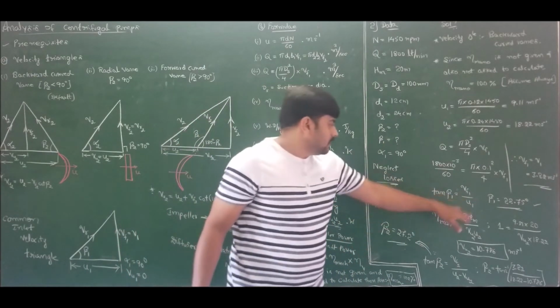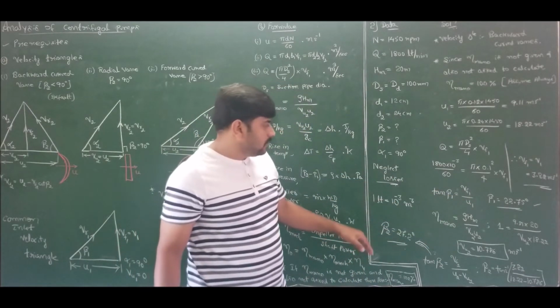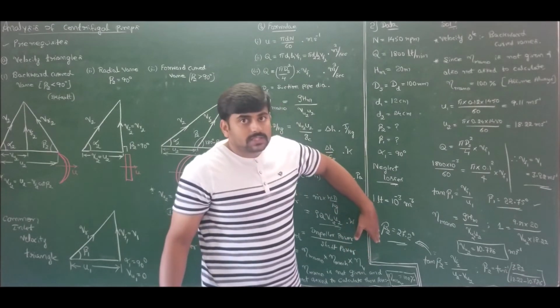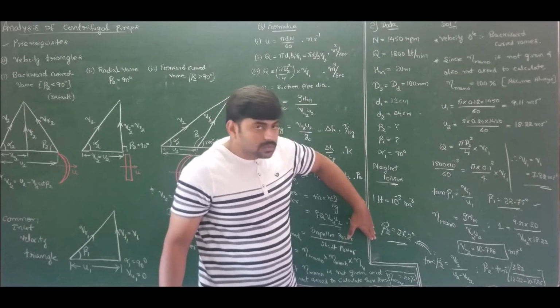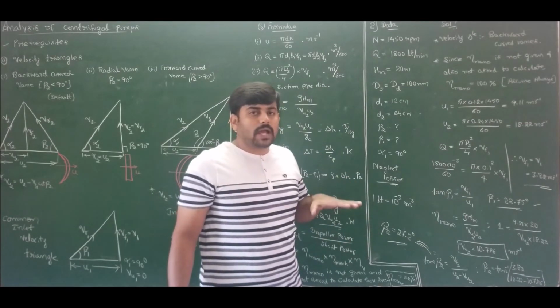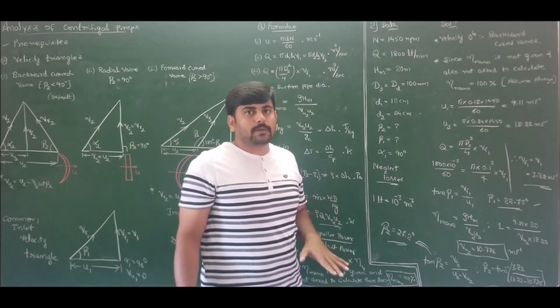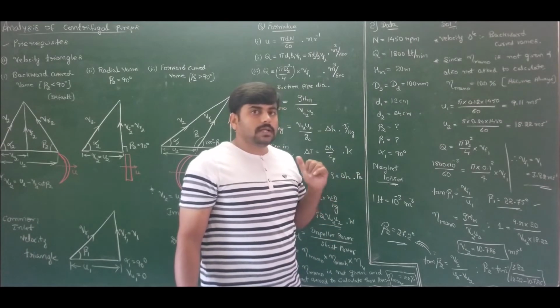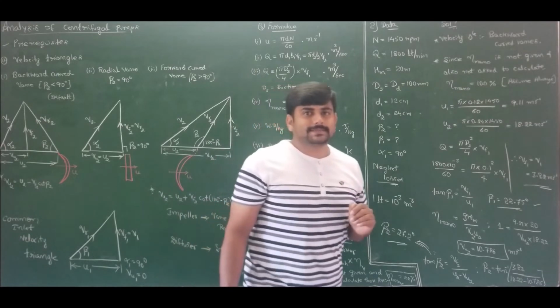So I calculated the blade angles beta 1 and beta 2. By seeing the value of beta 2, the velocity triangle we have taken is correct because beta 2 is less than 90 degrees. This is a backward curved vane centrifugal pump. Let me pause this video for a while so that people can copy it down. Later we will solve problem number 3.